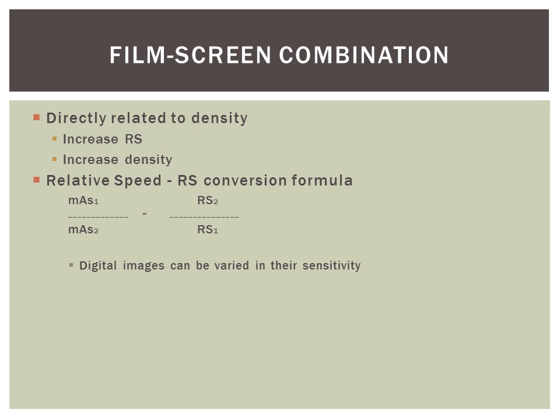Film screen combination. Directly related to density. Increase relative speed, increase density. So again, we're going to look at the relative speed conversion formula. With digital images, sensitivity can be varied, and most are calibrated for the images by the manufacturers.